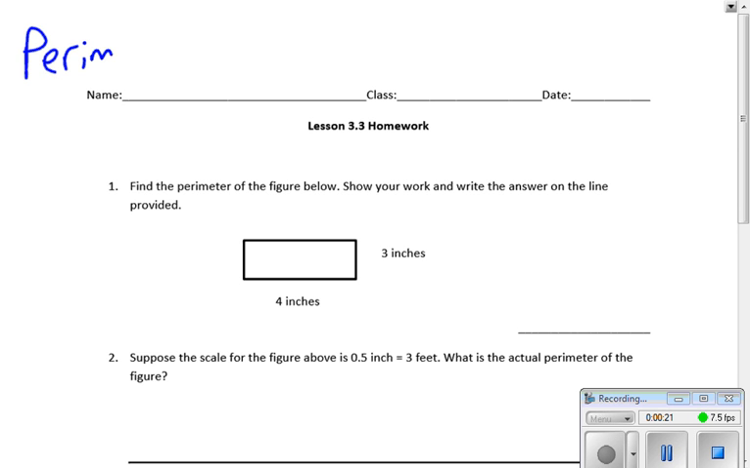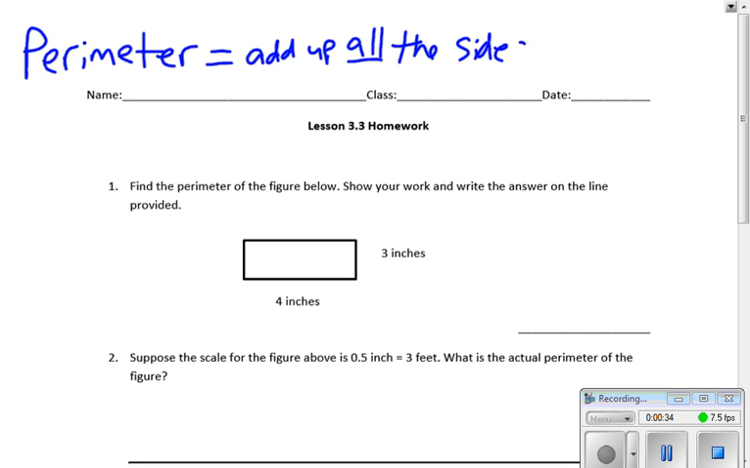Perimeter is the distance around the outside of the shape. There are two ways to find the perimeter. One way is to add up all sides. Some people add up two of the sides because sometimes that's all the information they give you. You need to add up all the sides.